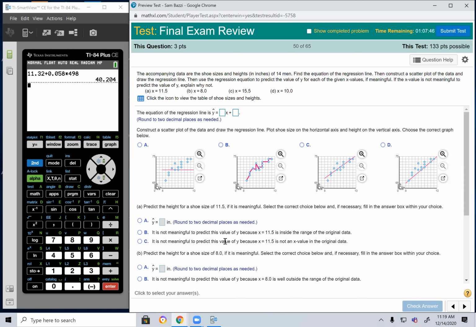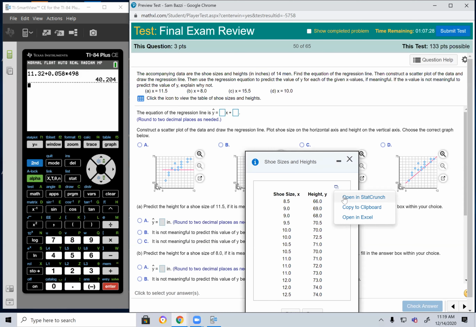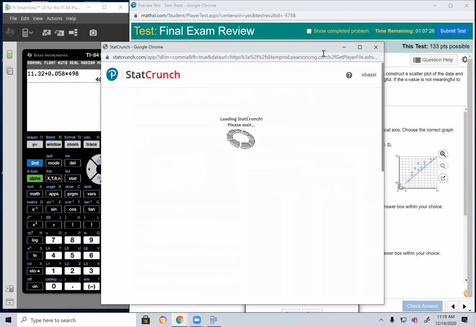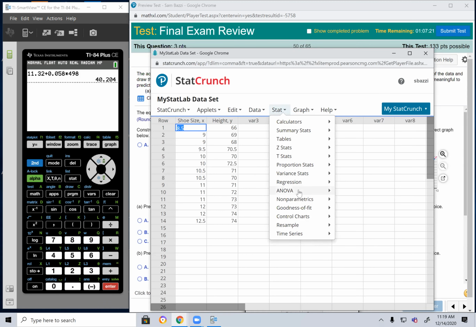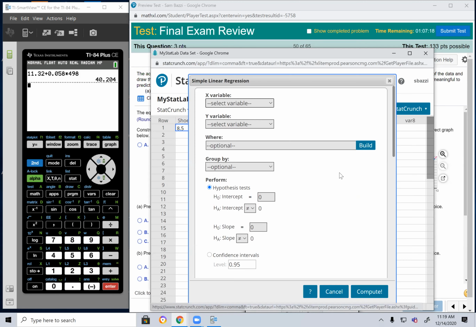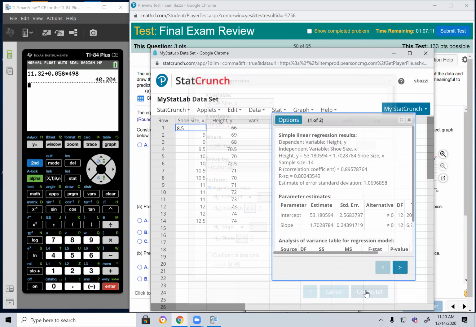One more question here. The accompanying data are the shoe size and heights in inches of 14 men. Find the equation of regression line, then construct a scatter plot. And then it's exactly the same question, guys. And again, to show you how to do this in StatCrunch, it's just click, open in StatCrunch, and watch how easy it is. Go to data, regression, simple linear, select the variables, shoe size, height, and hit compute.